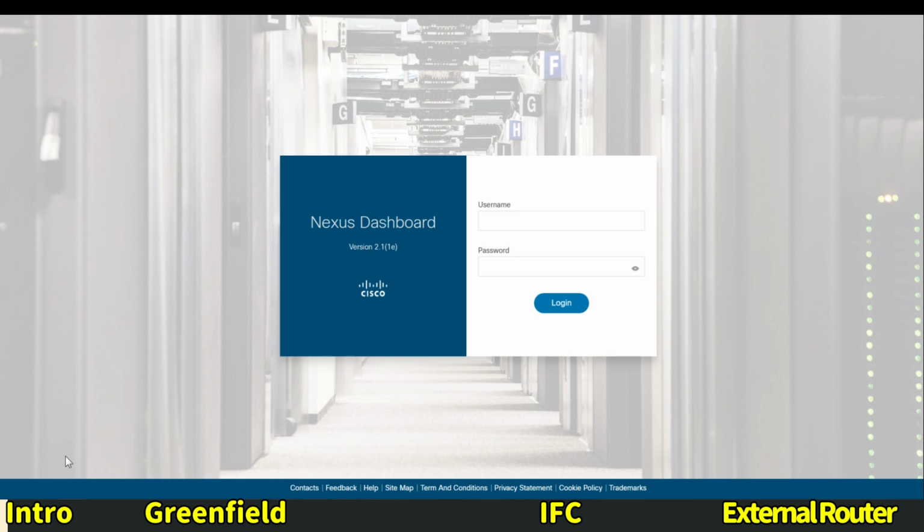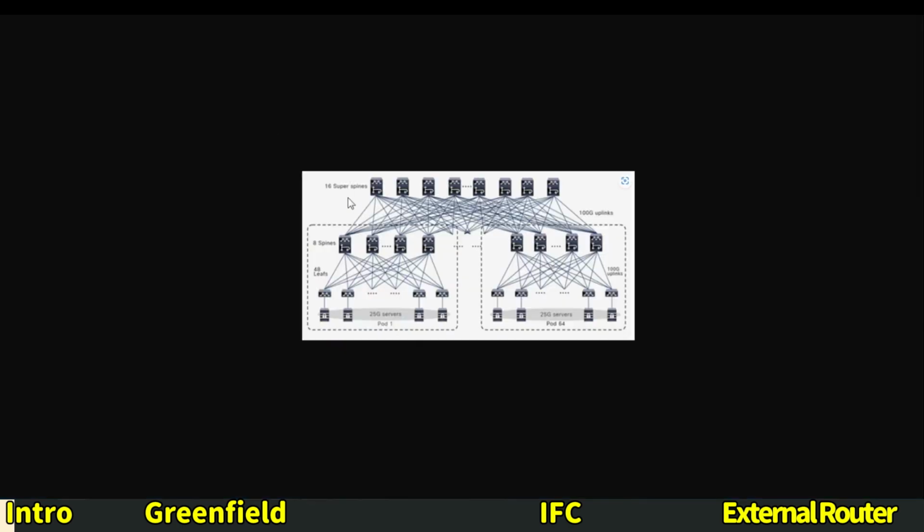So, what is Super Spine? Super Spine is a device that is used to interconnect multiple spine-leaf pods. There are two options to configure Super Spine switches using the fabric controller. In this diagram, we're looking at the Super Spine connecting to multiple pods within a site.